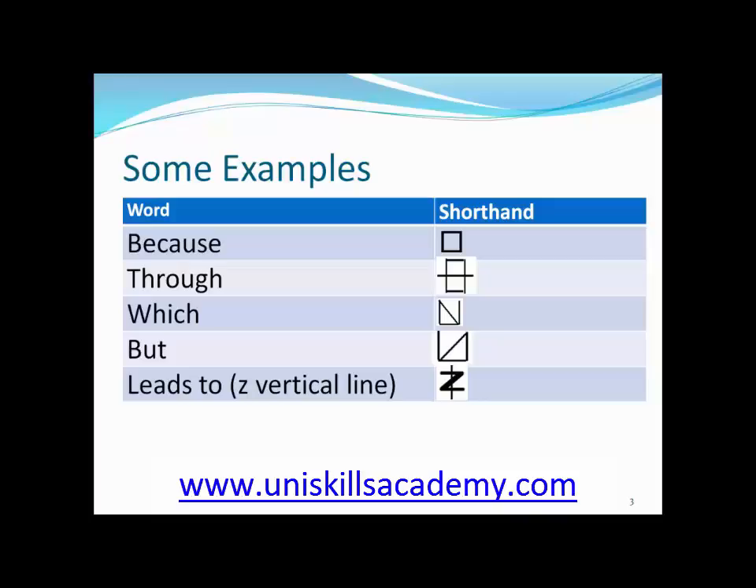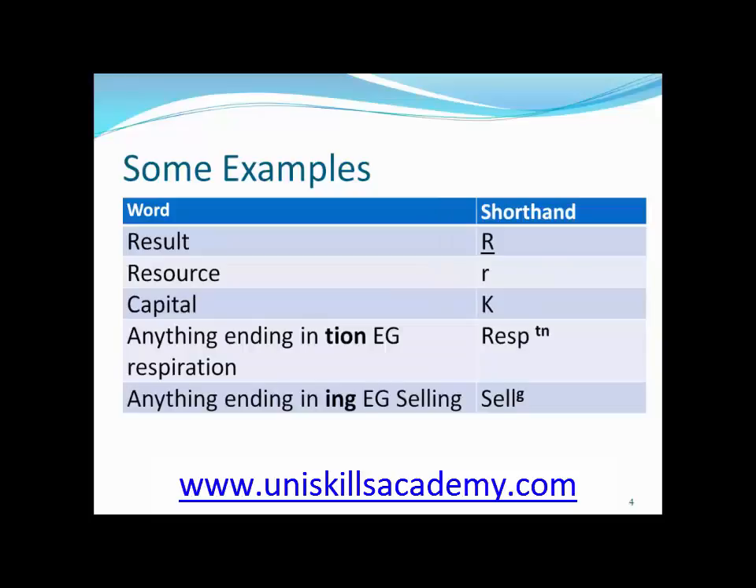And quite often in the various things you'll study, there'll be a process or a set of circumstances that leads to an outcome. So my symbol for lead to is a Z with a vertical line through it. Simple stuff here. Result is a capital R with a line under it. Resource is a lowercase r. Directly from formal economics, K stands for capital.